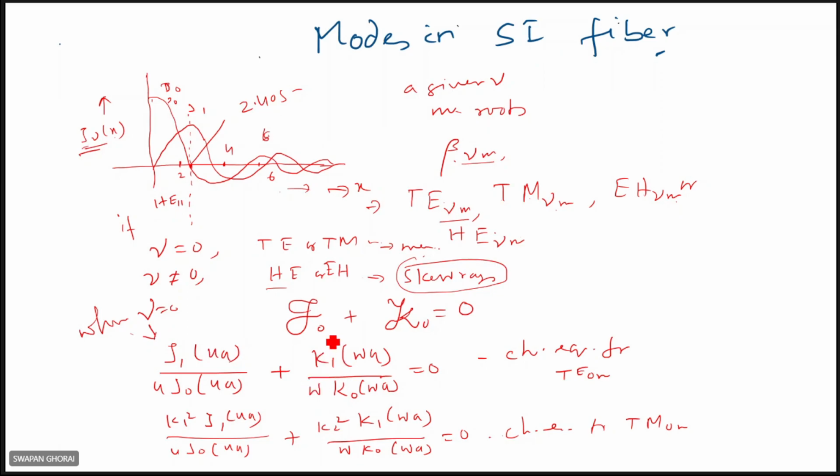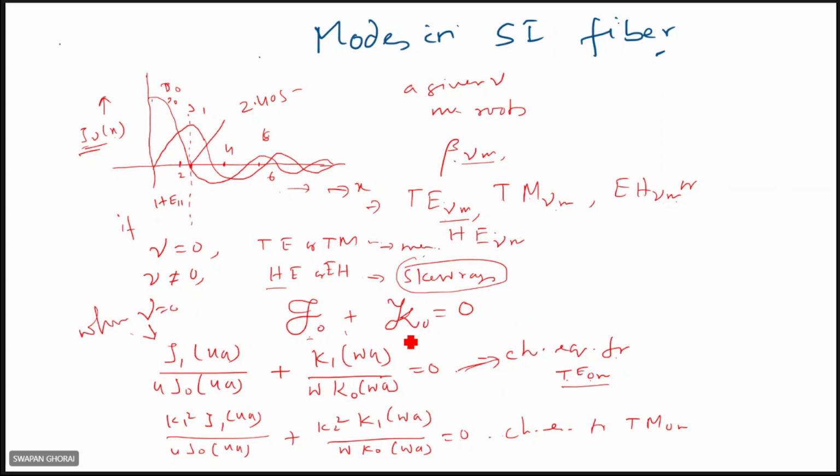The transcendental equation I have shown will be simplified by these equations. And if you substitute the values of J0 and K0, then you will get this one. This equation is called the characteristic equation for TE nu m. So nu equal to 0 means this is the characteristic equation for TE0m modes.